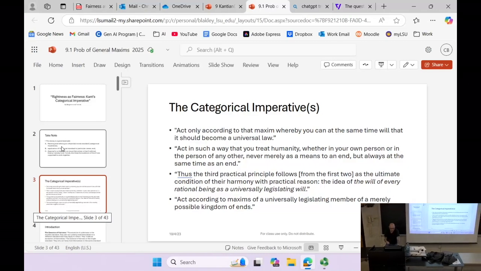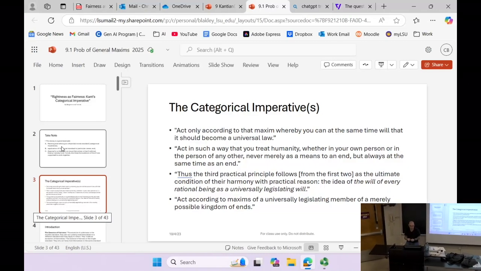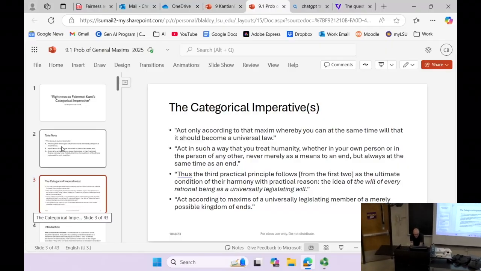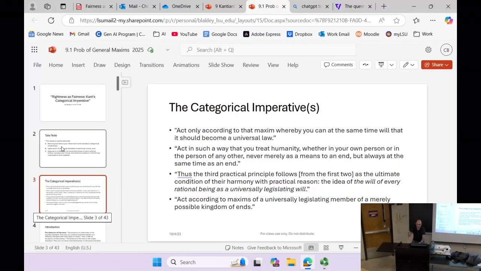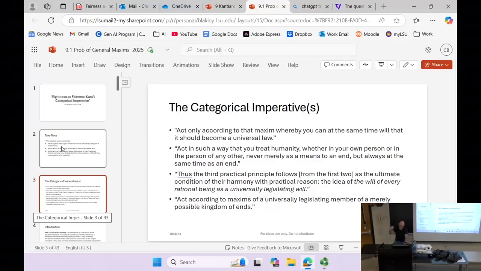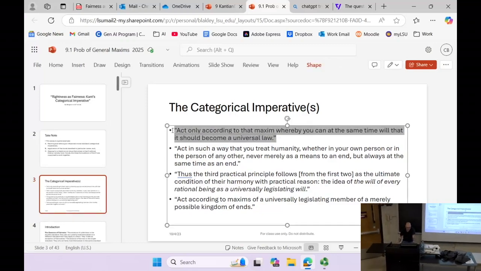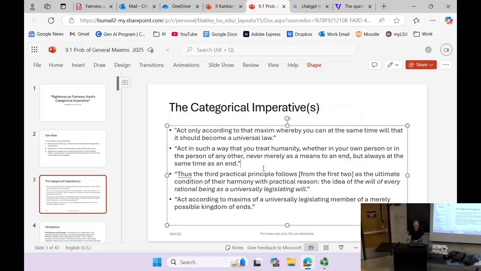The third practical principle follows from the first two as the ultimate condition of harmony with practical reason, that the will of every rational being is a universally legislating will. So notice the first two, especially the first one, seem monological, but then that third one is like a group of rational agents together. And then the last one: act according to maxims of a universally legislating member of a merely possible kingdom of ends, since we don't have an actual one. Again, hypothetical there. And so again, we get the universalizability test out of this first version of the categorical imperative.